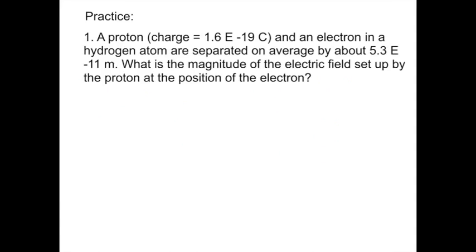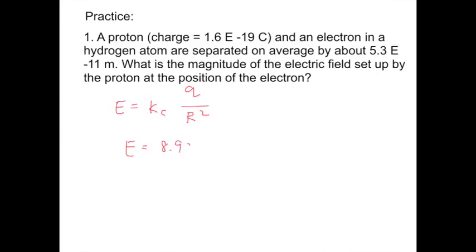Here are some practice problems with electric fields. Number 1. A proton, which has a charge of about 1.6 times 10 to the negative 19th coulombs, and an electron in a hydrogen atom are separated on average by about 5.3 times 10 to the negative 11th meters. What is the magnitude of the electric field set up by the proton at the position of the electron? So we'll be using our rule here where this electric field is equal to Coulomb's constant times the strength of the charge divided by the radius between the objects squared. So we're solving for the electric field.